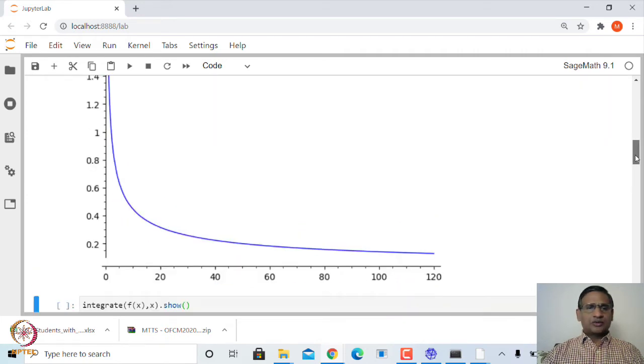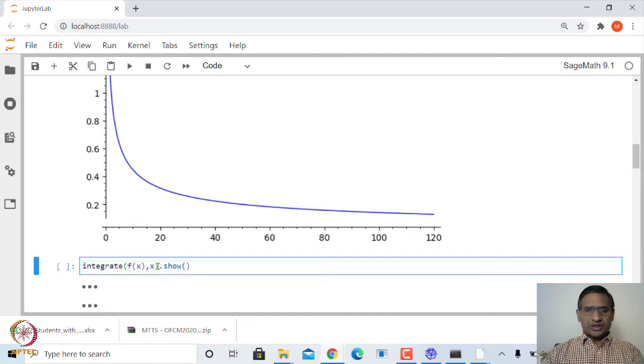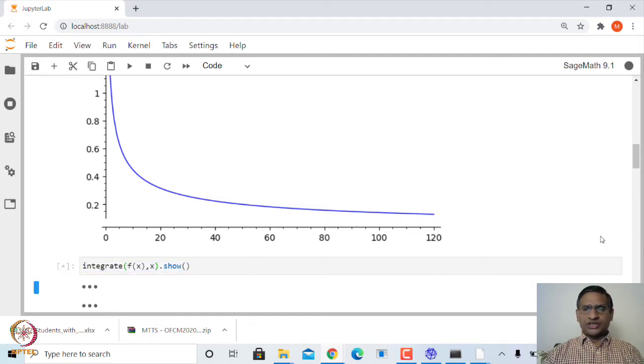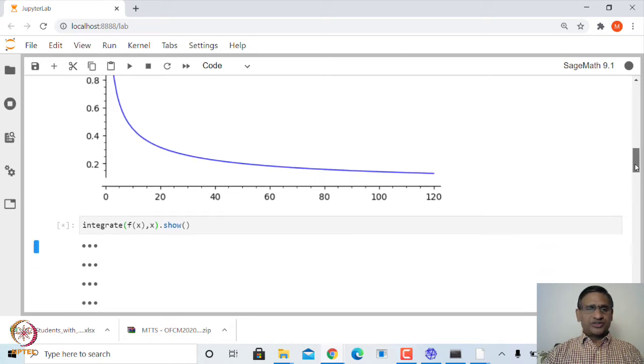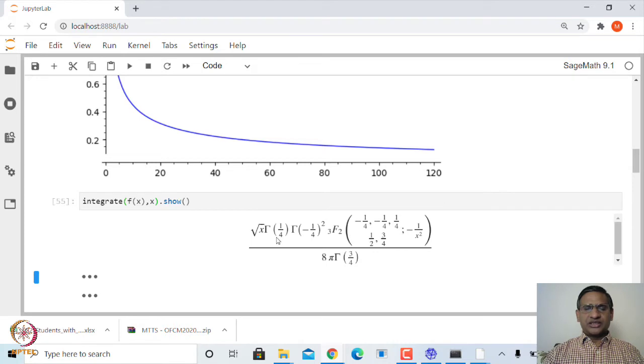Now, suppose you want to find the integral of this function, and let us ask it to show what the integral value is. Sage is able to find the integral, but this integral is given in terms of the gamma function and 2F1 function, etc. So, this seems very complicated. I am not sure whether you will be able to make sense out of this, but let us see, suppose I want to find this integral between 1 and 2.